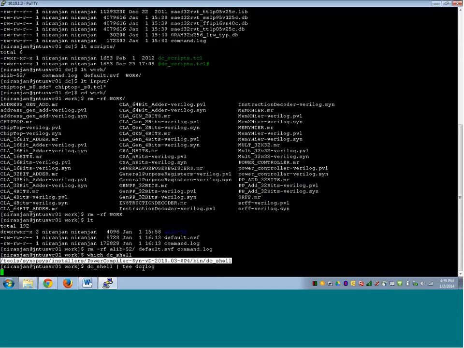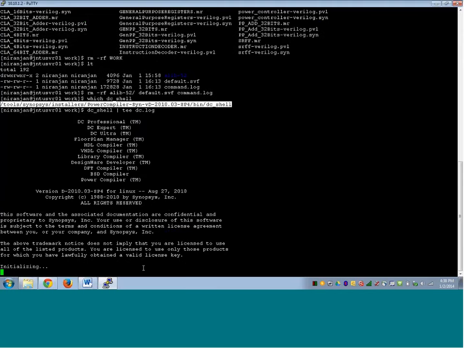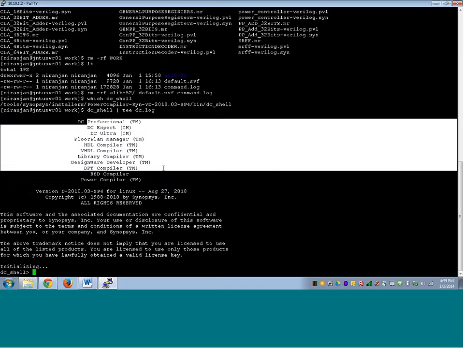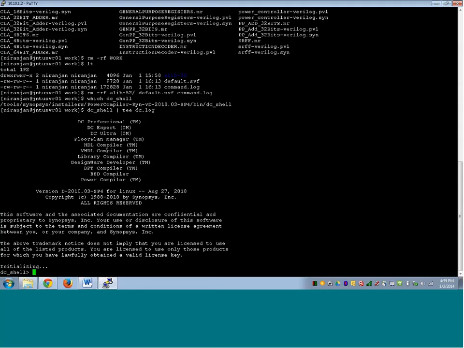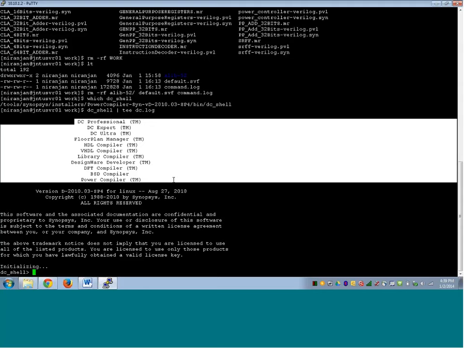DC by default also writes out command.log, but it's not that easy to read. So you should always make sure to redirect. The command.log contains the log plus a lot of extra things. So to get a simpler log out of DC shell, this is the best way. Now when DC starts, it will usually list down the various licenses and various features. So these are various licenses and various feature names.